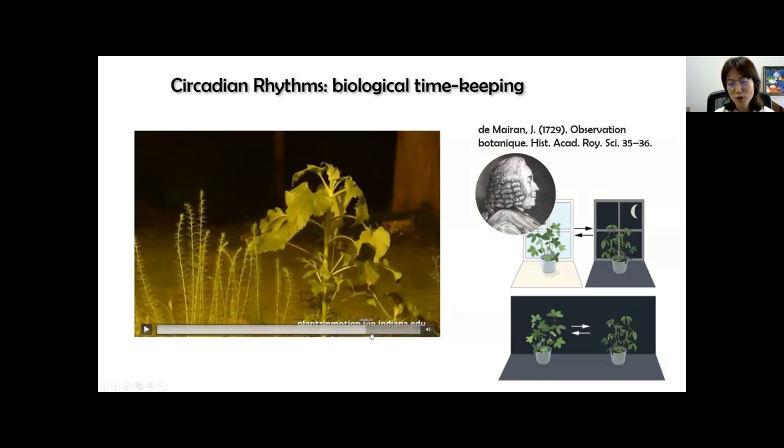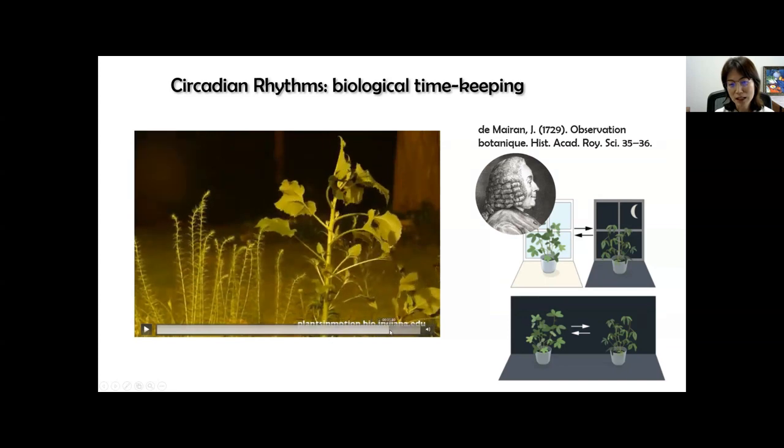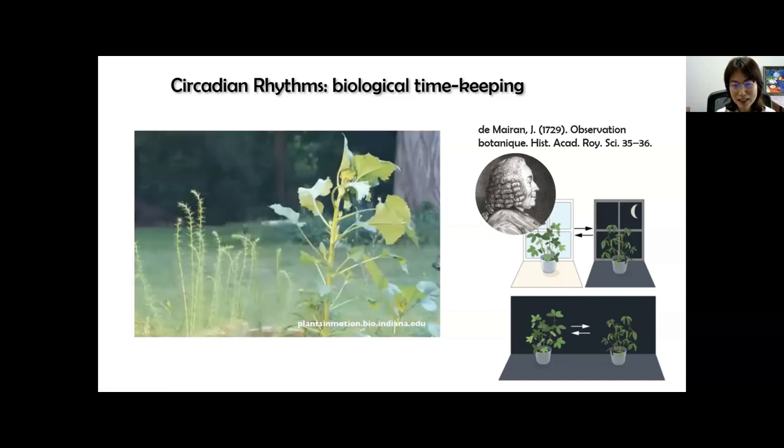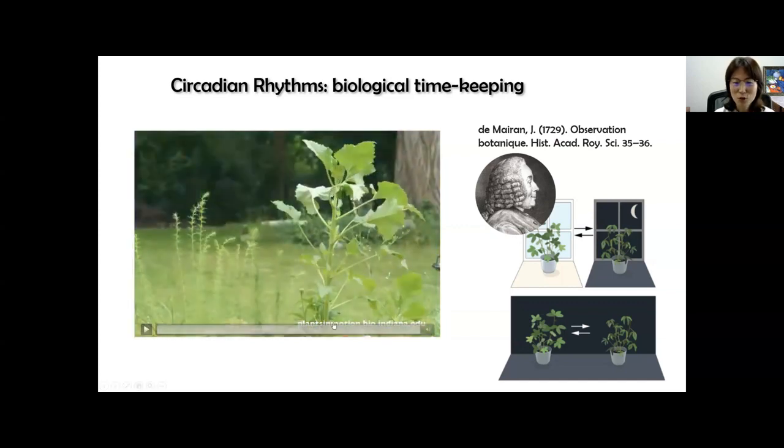But interestingly, before the sunrise, this leaf is ready to receive the sun and ready to do photosynthesis as soon as the sun rises, and then it goes through the cycle. So the plant's movement is strictly regulated by the circadian clock.